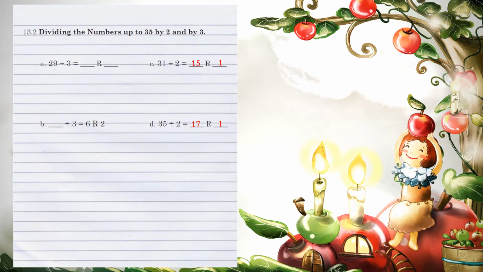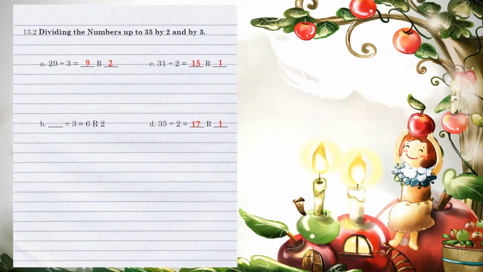Let's look at unit 13.2, dividing the numbers up to 35 by 2 and by 3. Example A. 29 divided by 3. There's not a multiplication fact that when we multiply times 3 equals 29, but the closest is 9. 3 times 9 is 27. When we take 27 away from 29, we have a remainder of 2.